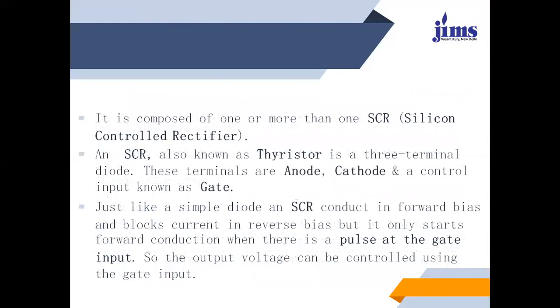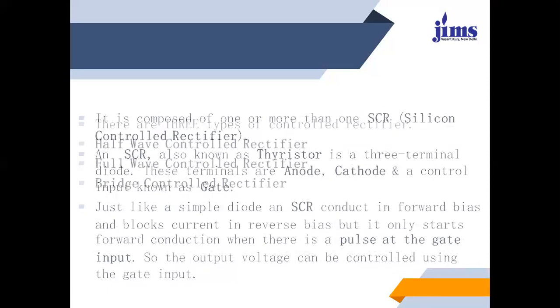It is composed of one or more SCRs, silicon controlled rectifiers. The SCR, also known as a thyristor, is a three-terminal device. These terminals are anode, cathode, and a control input known as the gate. Just like a simple diode, an SCR conducts in forward bias and blocks current in reverse bias, but it only starts forward conduction when there is a pulse at the gate input. So the output voltage can be controlled by using the gate input signal.